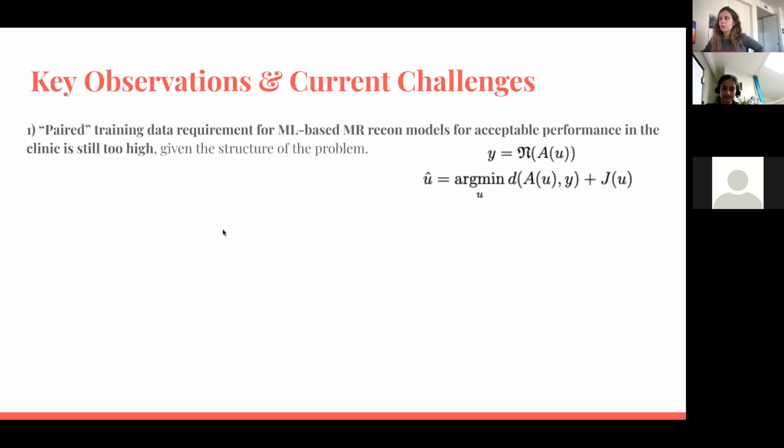Okay. So before I go into any of the methods or conclusions, I want to point out the key observations that we've made in this intersection.